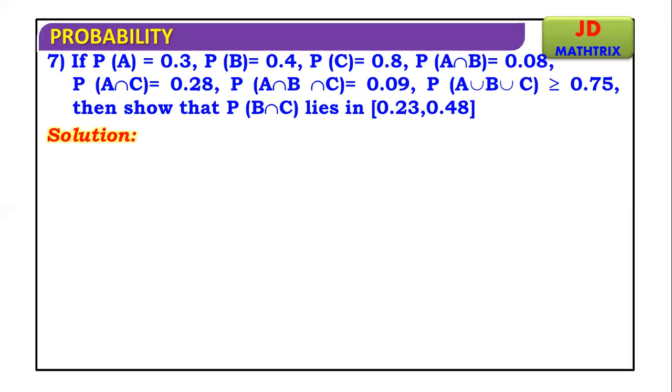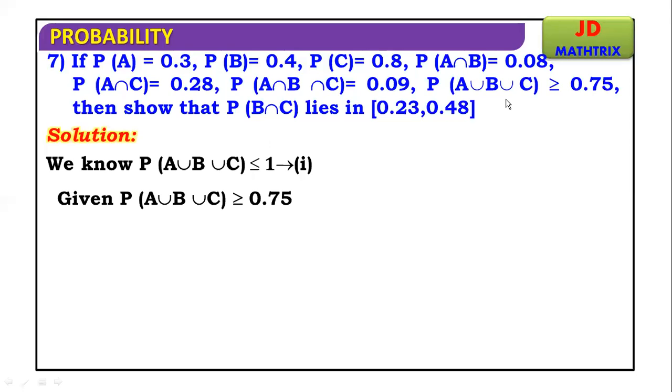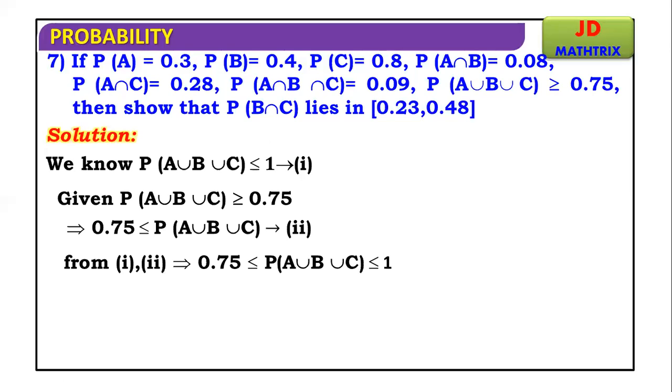Solution. So we know that P of A union B union C is less than or equal to 1. That means the probability of any event is always less than or equal to 1. That's why we are using P of A union B union C less than or equal to 1. And also we are given P of A union B union C greater than or equal to 0.75. That means 0.75 is less than or equal to P of A union B union C, less than or equal to 1. That is the main given condition.